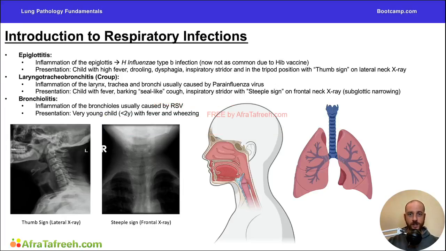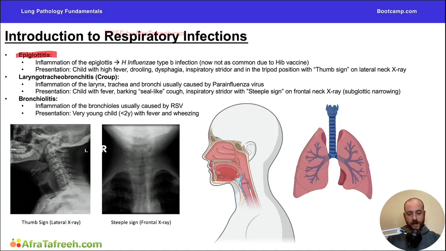Today in pulmonology, we're going to be doing an introduction to respiratory infections. Just as an overview, first we're going to be talking about epiglottitis, which occurs about here. Then we're going to talk about laryngotracheobronchitis, which happens just underneath that, about here. Then we're going to be talking about bronchiolitis, which occurs in the bronchioles over here. And then finally, in the alveoli and in the lung interstitium, we're going to be talking about pneumonia and lung abscesses.